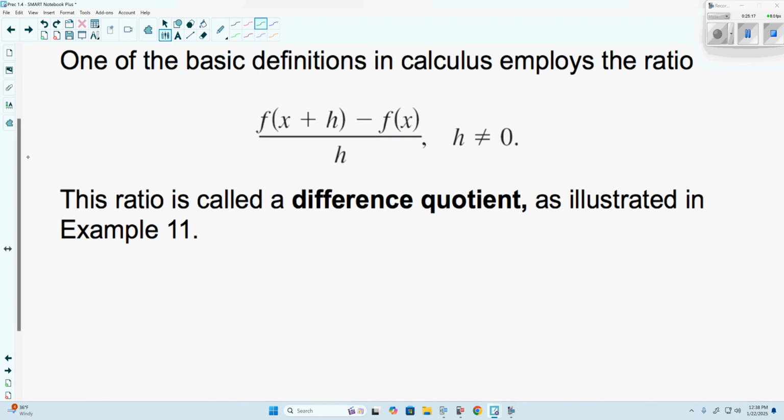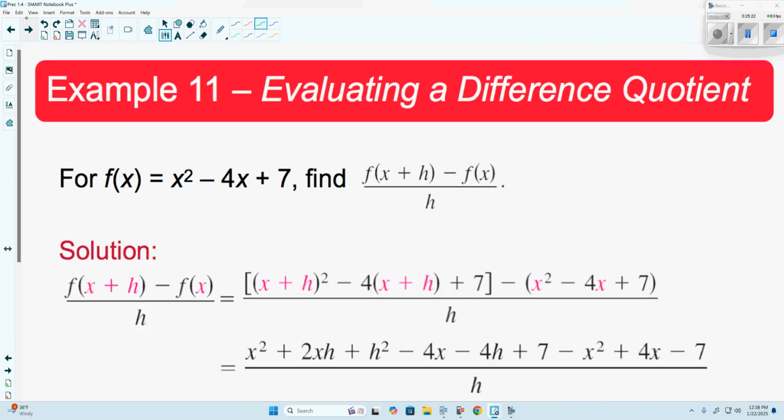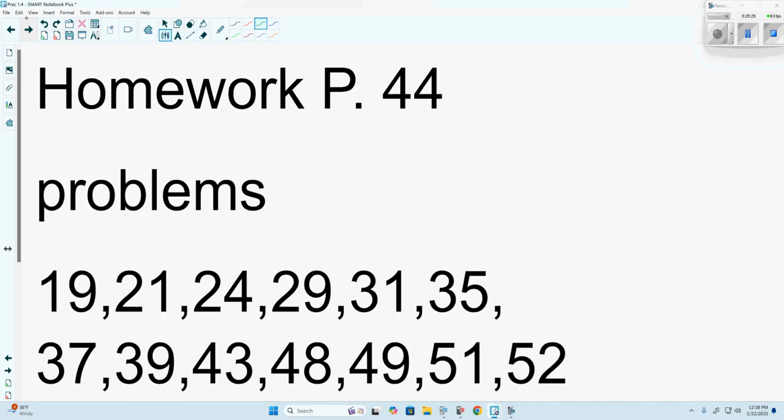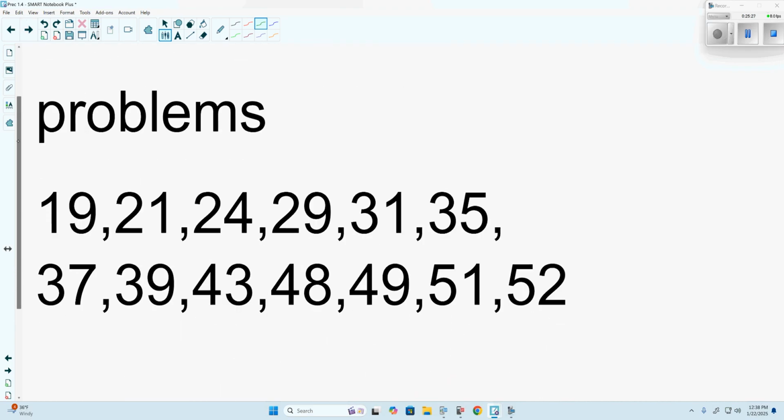Difference quotient, f of x plus h minus f of x. Not going to worry too much about difference, but that's it.